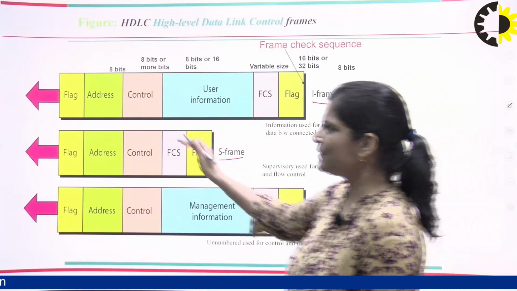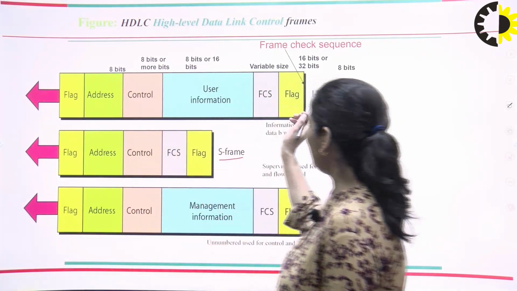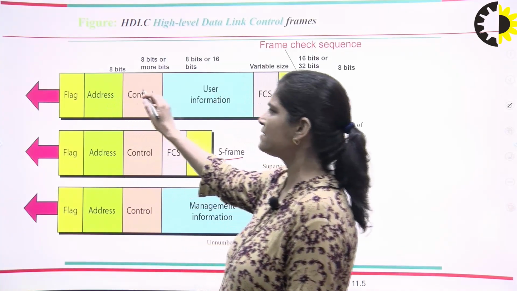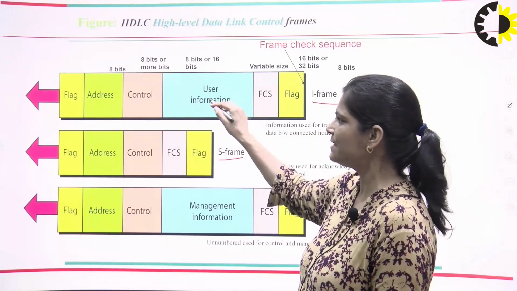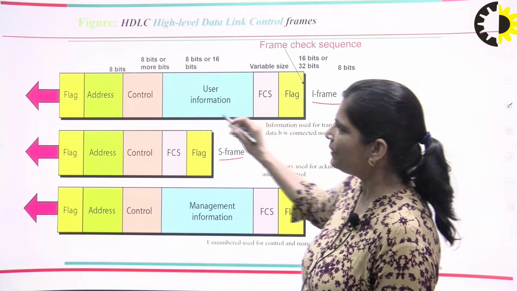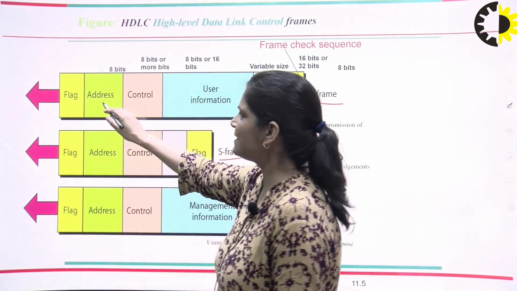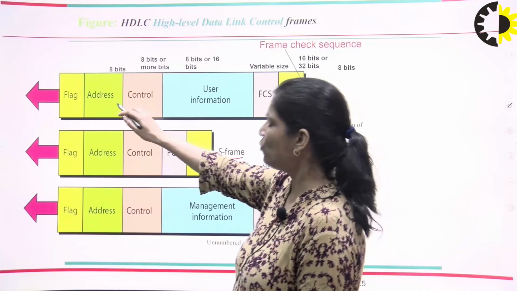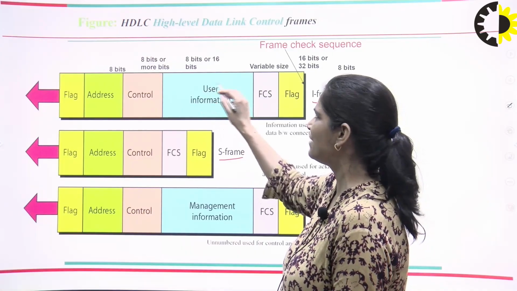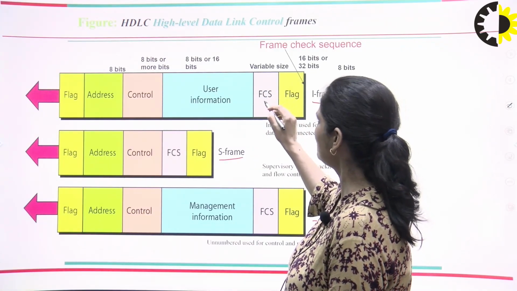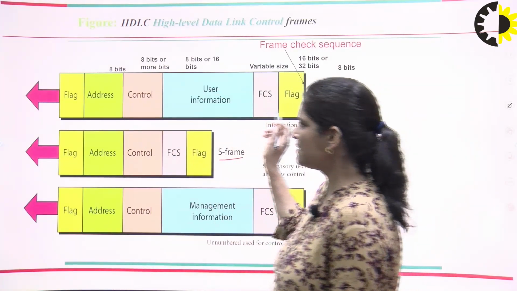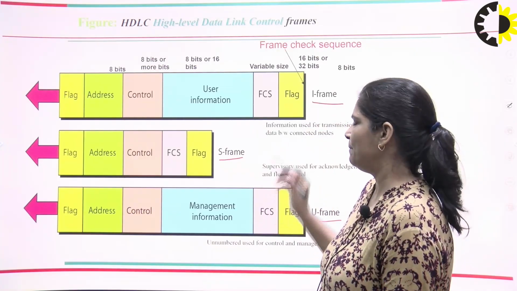In the format of the I frame, the information frame, there is a flag field, an address field, a control field, user information, that is data, then a frame check sequence, and a flag. The flag is 8 bits, the address is 8 bits or more, the control field is 8 bits or 16 bits, user information is of variable size, the frame check sequence is 16 bits or 32 bits, and the flag is again 8 bits. This is the frame format of the information frame.